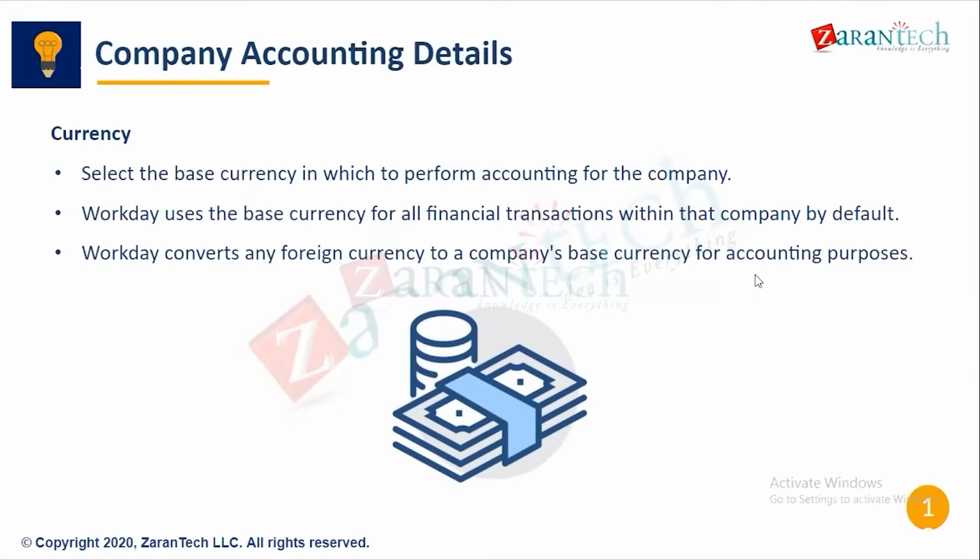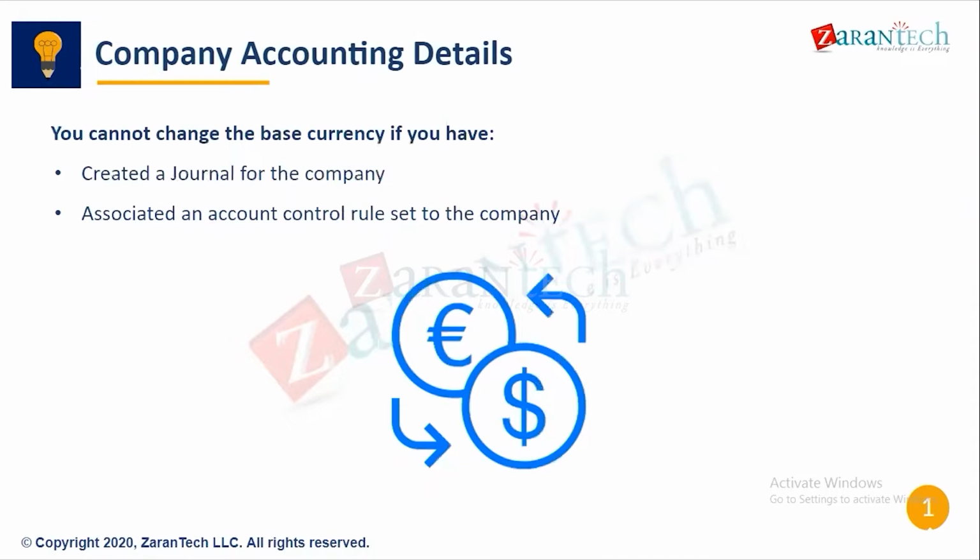You cannot change the base currency if you have created a journal for a company, or associated account control rules set to the company. So if you define a currency, we see in the system that the currency is defined or enabled when we define the company, and that currency is then linked with the accounting setup automatically. So we discussed and saw that currency area as well.